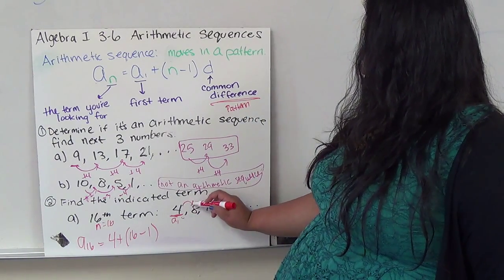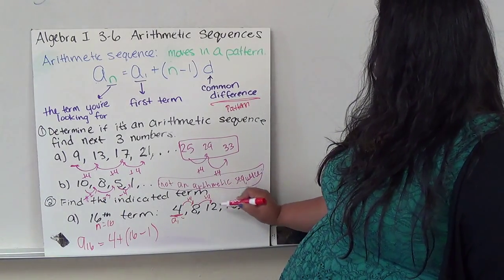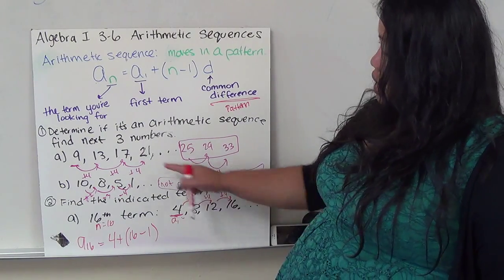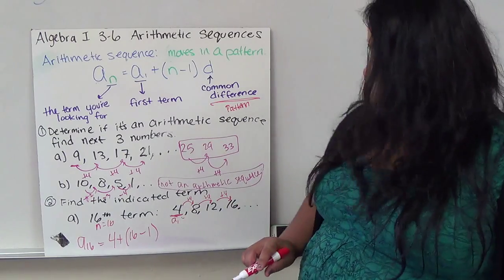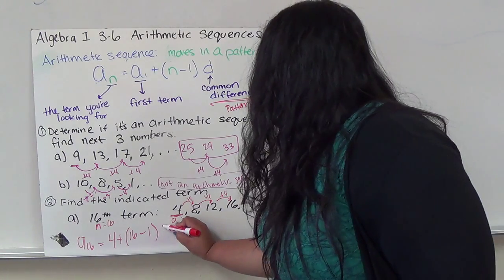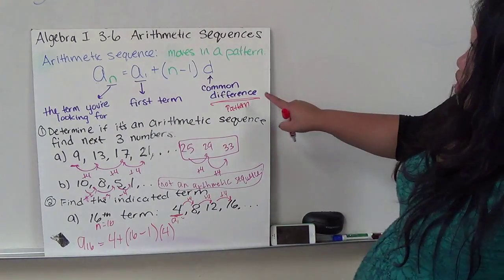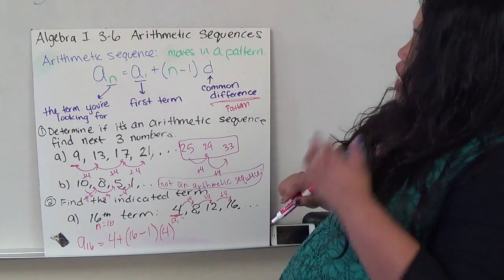This is my pattern. So I have to find my pattern. 4 to 8, I add 4. 8 to 12, I add 4. And 12 to 16, I add 4. Now this is the same pattern, but it's not the same starting number. That's why the numbers are different. So on my d, I'm going to multiply by 4. So this is the equation I plug in. The only number I don't need to change is minus 1.